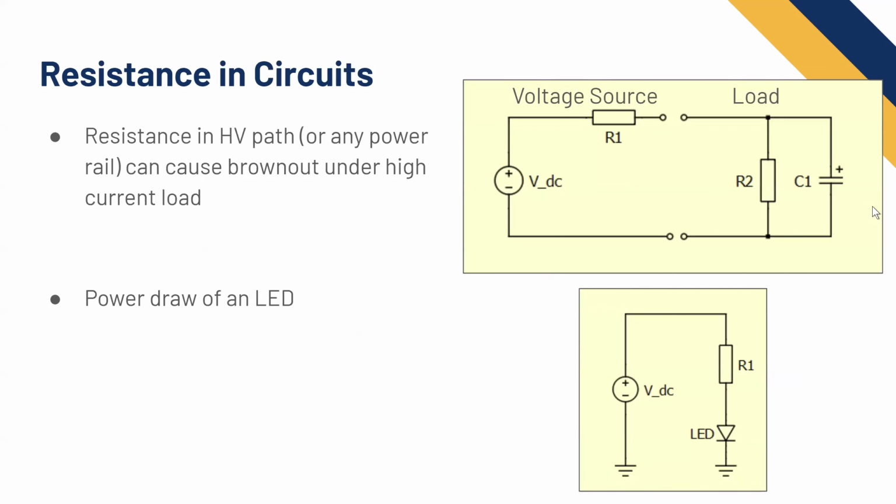All right, so now getting into how does this affect you. Basically the rest of this lecture is a bunch of different things that I thought were important. So if you have questions, let's dive into any of these topics and spend more time on them. But resistance in circuits, an example is resistance in the high voltage path or any power rail. This is true for all power. It can cause brownout under high current load.